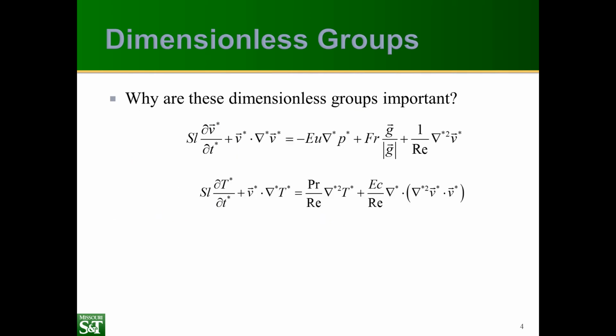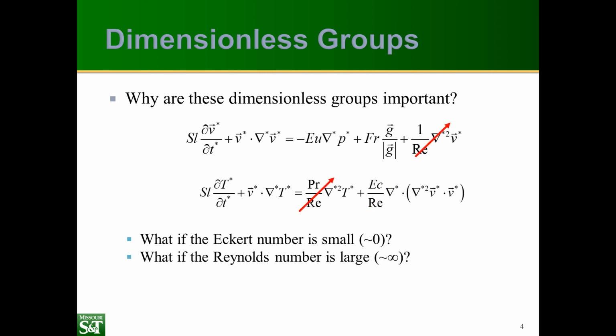So the question is, why are these dimensionless groups important? Why do we care? Well, if we rewrite the momentum and energy equations in terms of all these dimensionless numbers, we can ask ourselves a few questions. What if the Eckert number is small? If the Eckert number is approximately 0, it means that we can ignore the conversion of mechanical energy into thermal energy, friction, in the energy equation. So we can ignore friction heating in the fluid if the Eckert number is small.